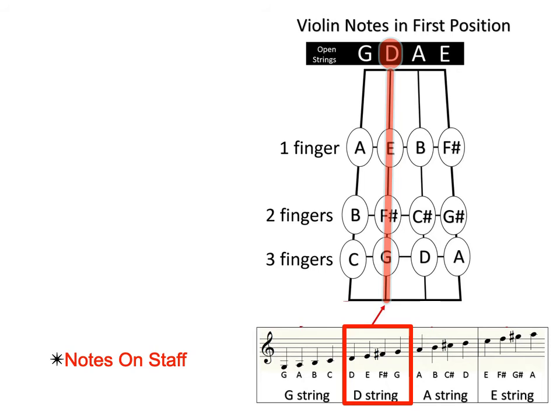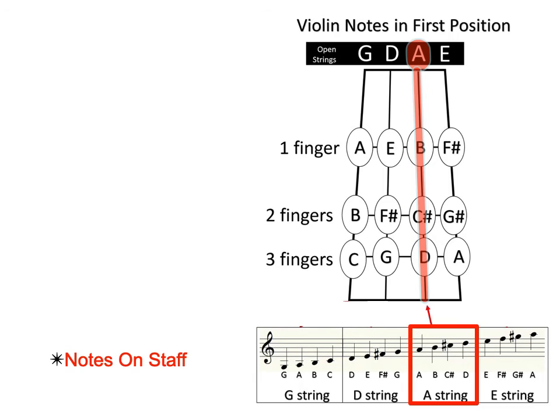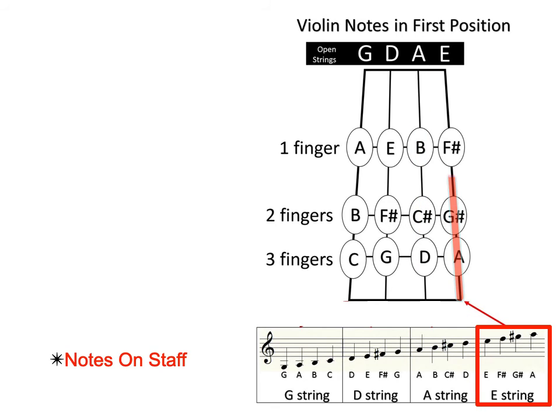The third box, these notes are a little higher than those, up on the A string. So A, B, C sharp, and D. Those notes up on the staff are on the A string. And then those highest 4 notes in the last rectangle, those notes are connected to your 4th string, the E string. E, F sharp, G sharp, and A. So that's a quick review on how to use the information that's on your violin notes in first position page. Your open string notes, your fingers, the fingerboard notes, and the notes on the staff.